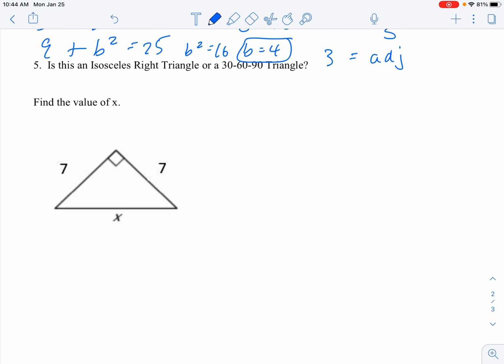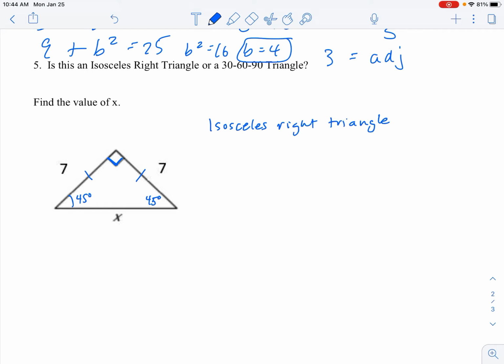Here's a little review question from geometry or advanced algebra or algebra 2. Is this an isosceles right triangle or a 30, 60, 90? Well, we've got one 90-degree angle here, and we know that the other two angles have to add up to 90, and they're the same because these two sides are the same. So this is an isosceles right triangle.